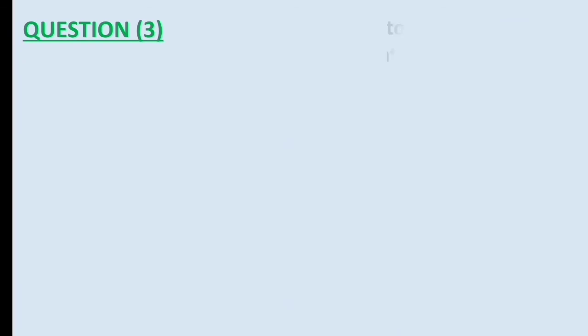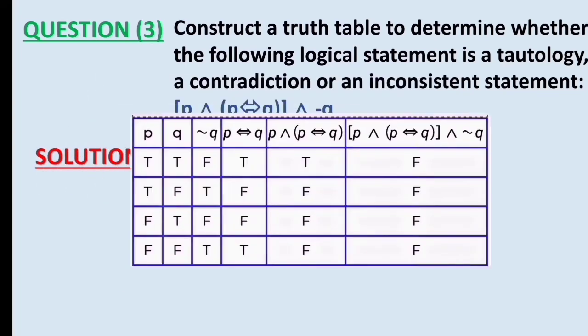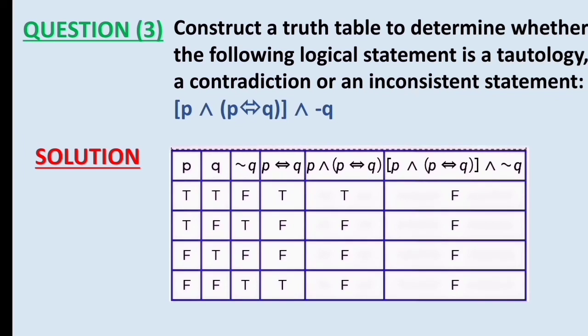Let's see a third question, which reads, construct a truth table to determine whether the following logical statement is a tautology, a contradiction, or an inconsistent statement. The question before us here is P and, open a bracket, P is equivalent to Q, close the bracket, thereby closing the entire big bracket, and negation Q. Let's see the solution to question 3. Here is the truth table.